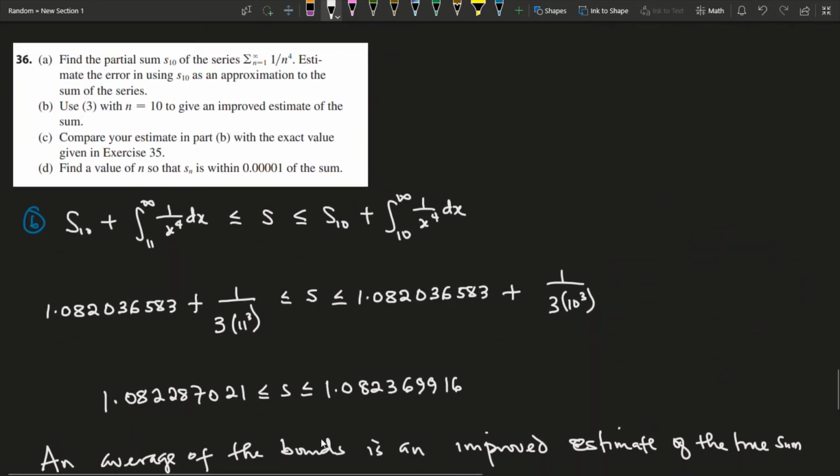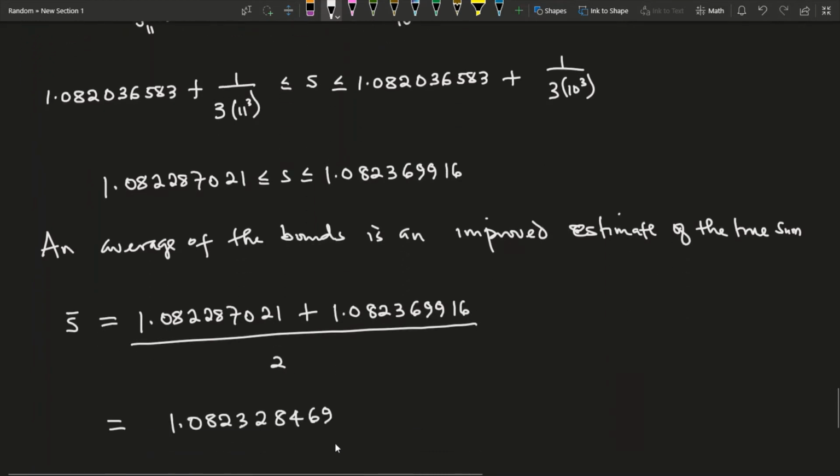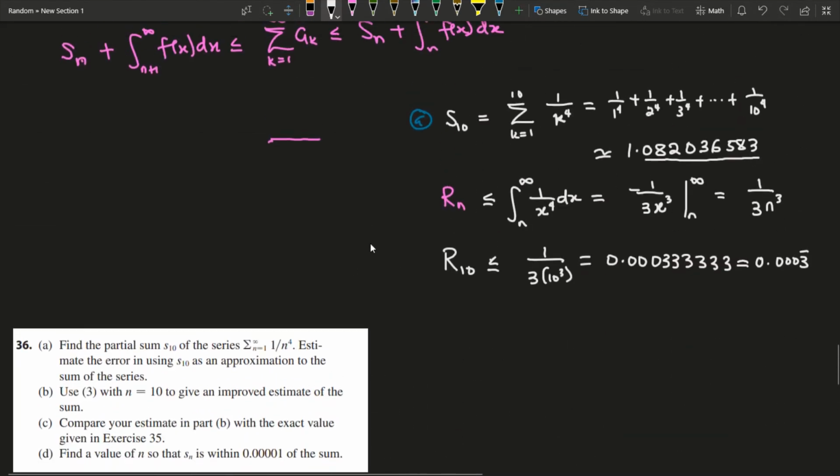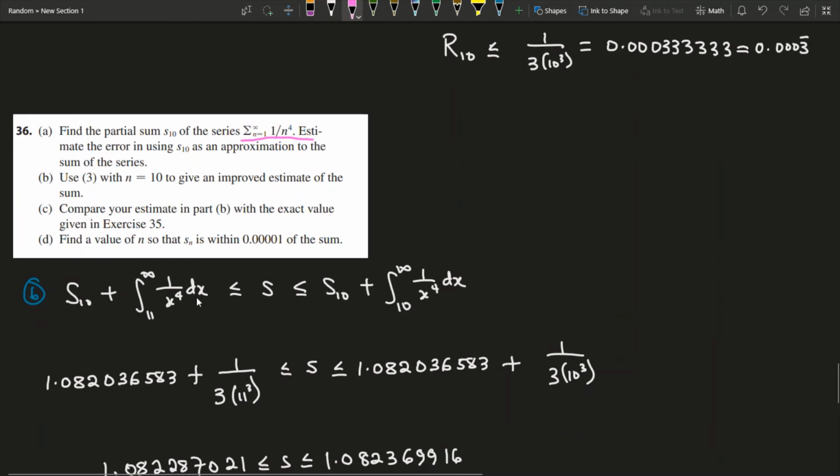Okay, we do not know exactly how much better this is compared to the actual approximation we have here until we try to compare them with the true sum of this series. And that's exactly what part C says: compare your estimate in part B with the exact value given in exercise 35.